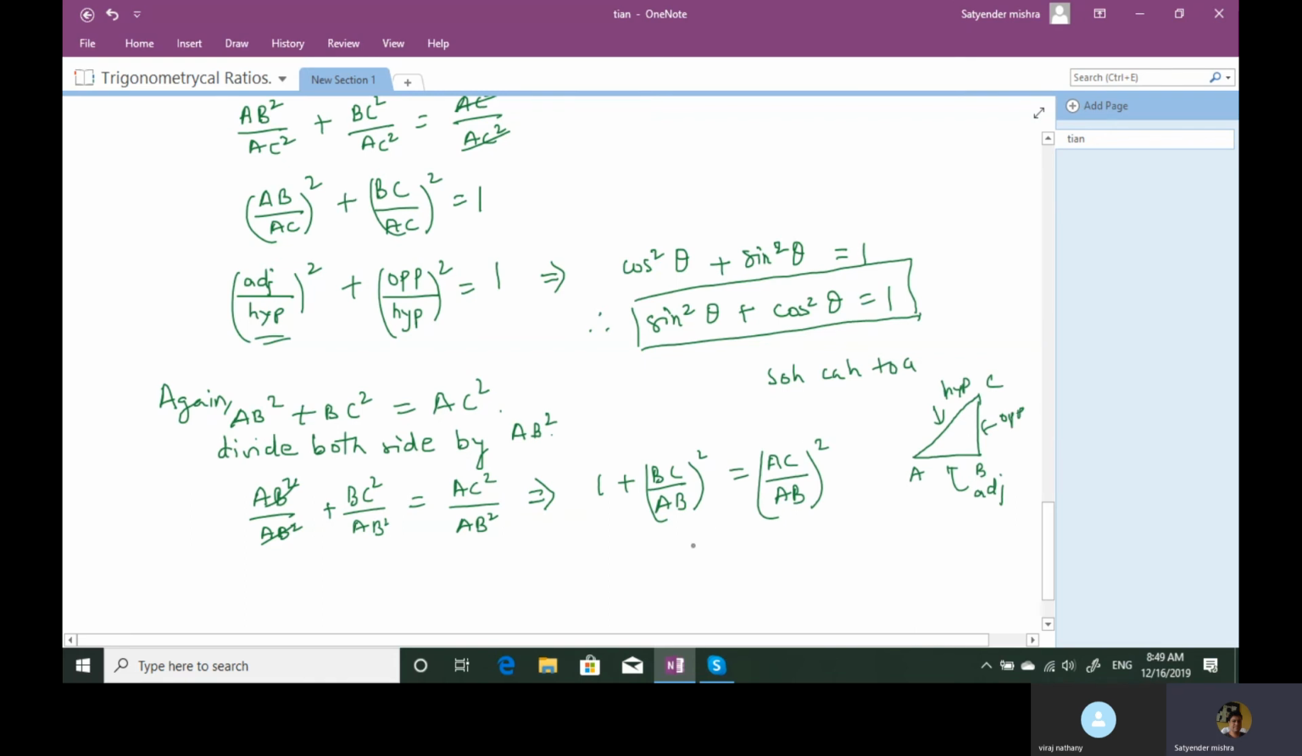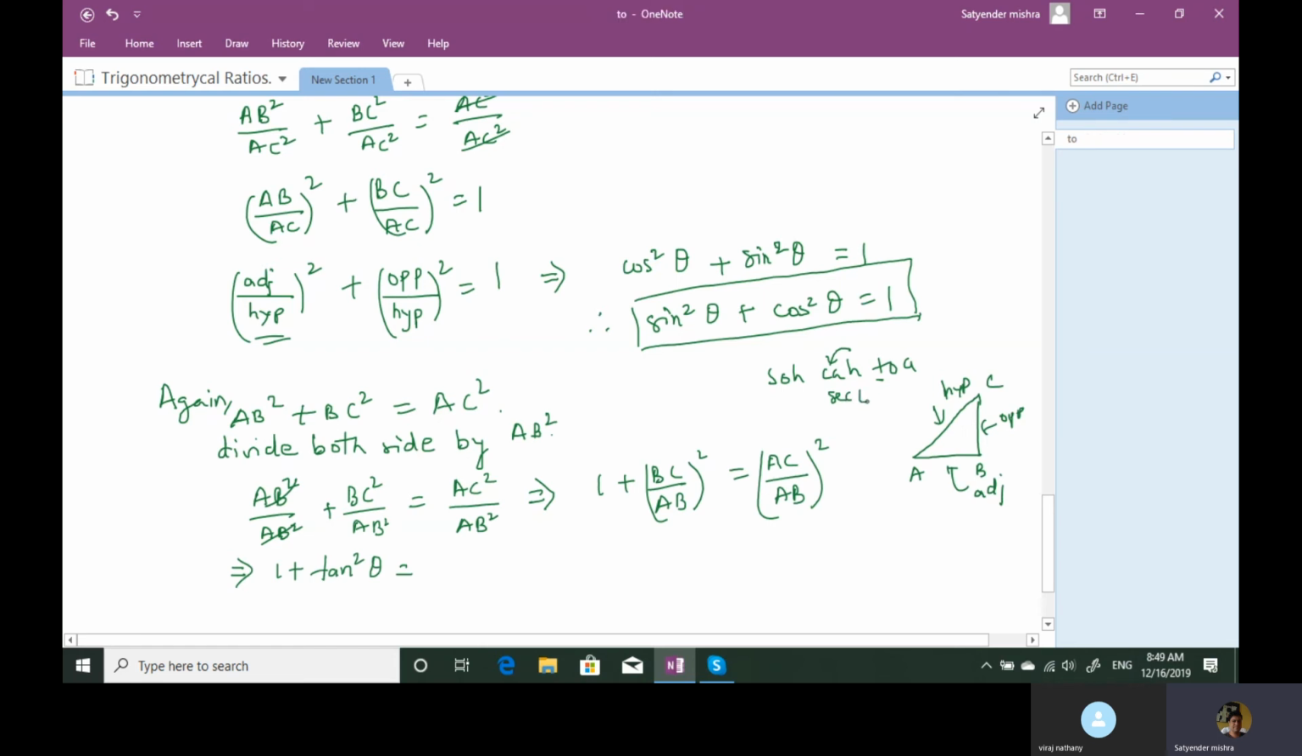So we apply this here again. So what we get here? We get 1 plus BC by AB. BC is opposite and AB is adjacent. So opposite by adjacent is tan, right? So we write tan square of theta equal to AC by AB whole square. AC is hypotenuse and AB is adjacent. So hypotenuse by adjacent. Here the relationship is reverse. That means here we have to use sec theta.